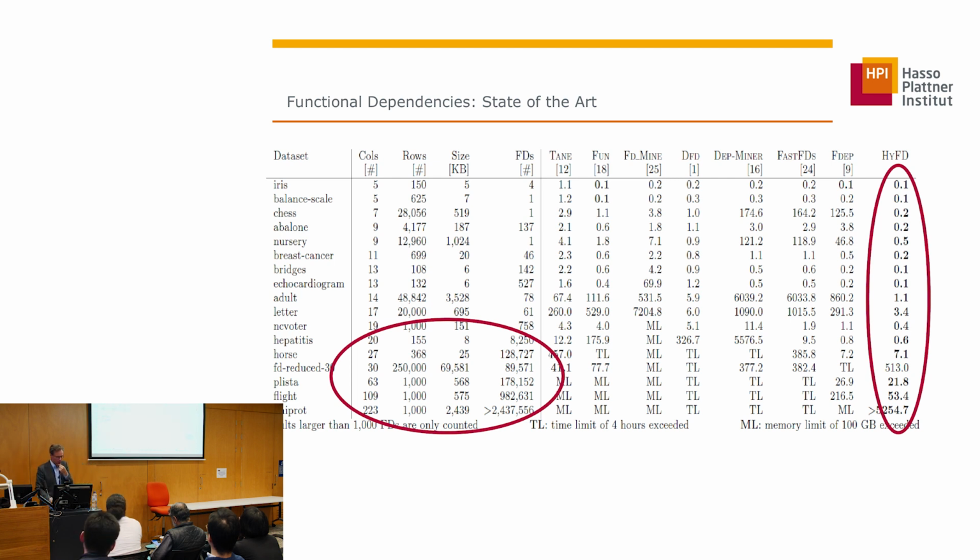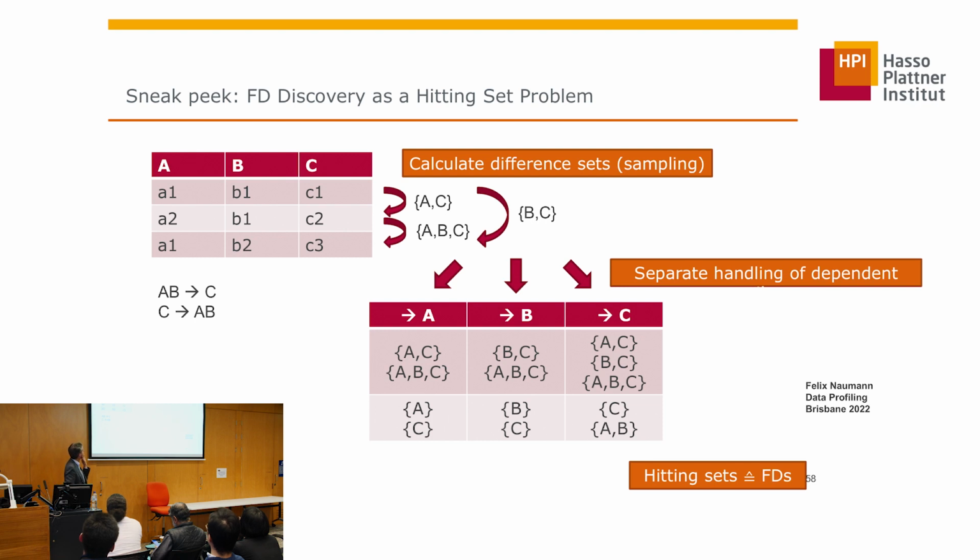So I'll give you a sneak peek. This is not published yet. This is what a student of mine, Tobias, has been working on in the past months. This is also an FD discovery algorithm using a solution for the hitting set problem. So bear with me just very briefly. It's a very nice idea. It's not a new idea. It's just adapted to the functional dependency detection task.